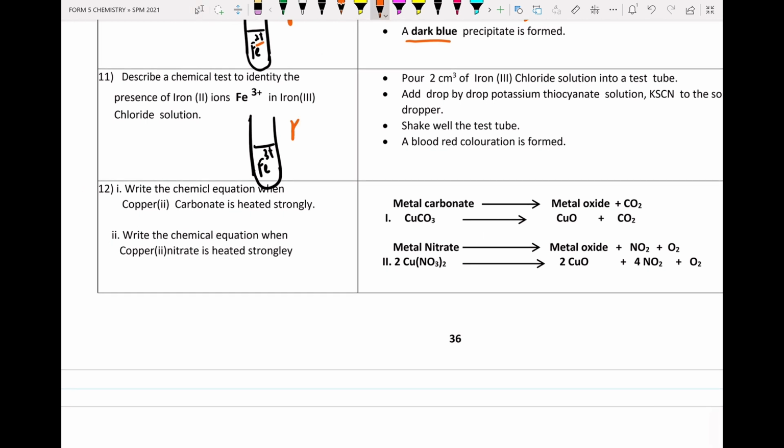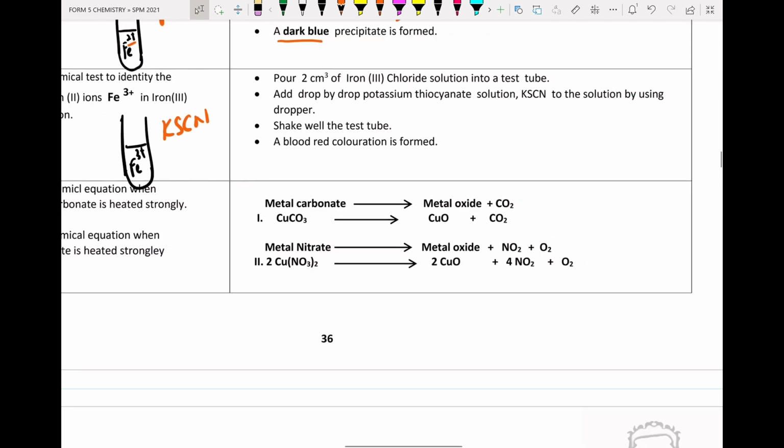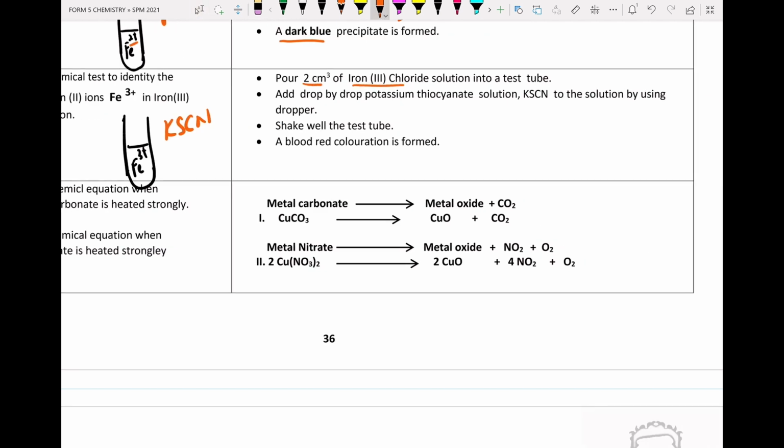Iron(III) ion, KSCN solution, potassium thiocyanate solution. So we pour 2 cm³ of iron(III) chloride solution into a test tube. We add drop by drop potassium thiocyanate solution using a dropper, shake well, and a blood-red coloration will form.